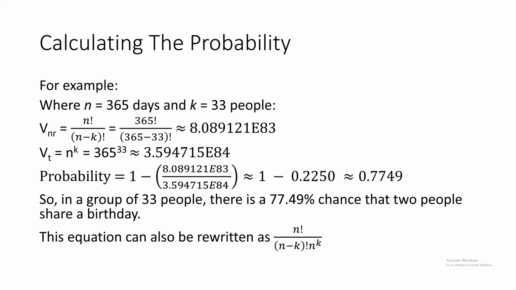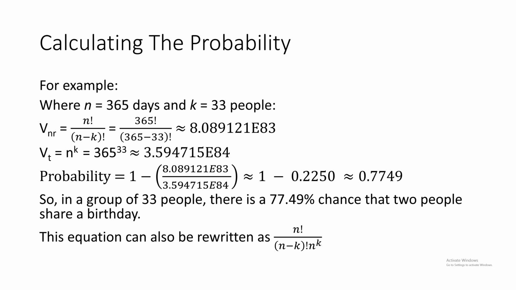As an example, when n equals 365 days and k equals 33 people, n factorial over n minus k factorial is 365 factorial over 365 minus 33 factorial, and that comes out to roughly, rounded, 8.089121 times 10 to the power of 83 in scientific notation. And then for VT, we have n to the power of k, which is 365 to the power of 33, which is roughly 3.594715 times 10 to the 84.